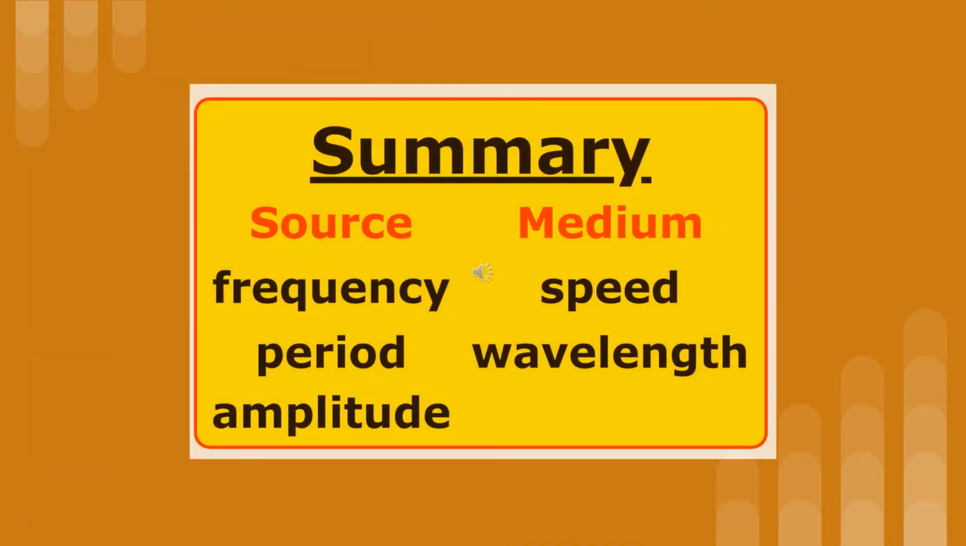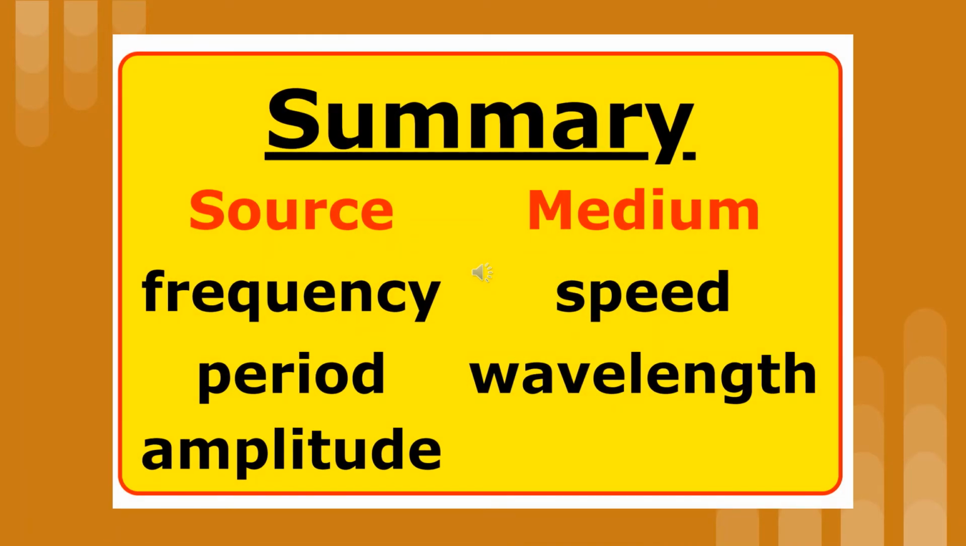It is very important for you to remember which wave characteristics are determined by the source of the wave and which wave characteristics are determined by the medium. The way that you remember this is simply by memorizing that speed and wavelength are determined by the medium of the wave. That is, they're determined by the material through which the wave travels. If you just remember those two are determined by the medium, you remember everything else is determined by the source.